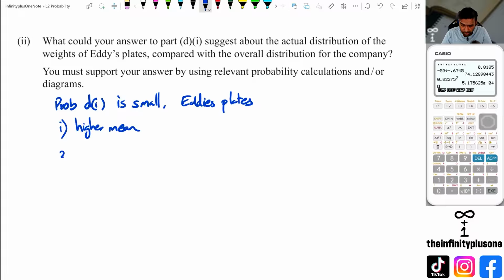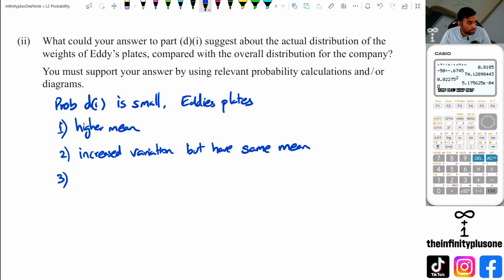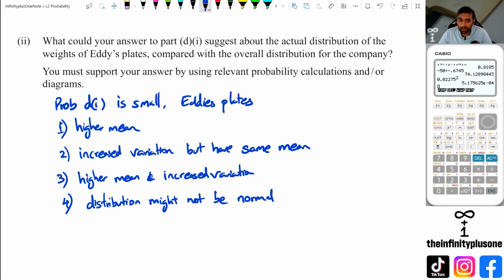Number 2 is increased variation, but the same mean. Number 3 is he might have a higher mean and increased variation. I think we already talked about this. And also the last thing is that his distribution might not even be normal, because if it's not normal, then finding the probability is actually quite hard.